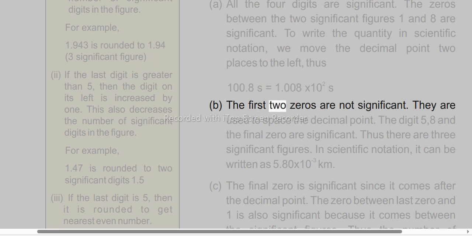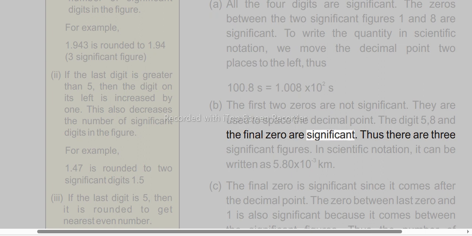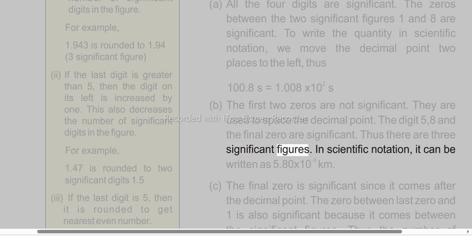B. The first two zeros are not significant. They are used to space the decimal point. The digits 5, 8 and the final zero are significant. Thus there are three significant figures. In scientific notation, it can be written as 5.80 times 10 to the power -3 kilometers.